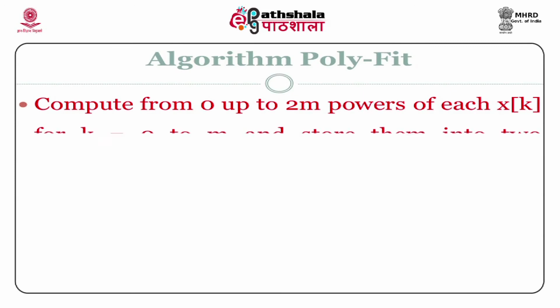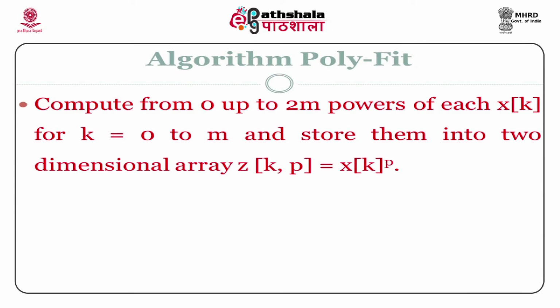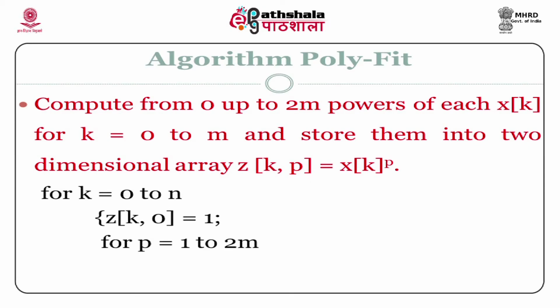Now compute from 0 up to 2m powers of each xk, because these powers are required again and again, and then you need not evaluate them separately. We calculate these powers of xk as zkp and store them in a 2-dimensional array, zkp, which is equal to xk raised to p. So for k equal to 0 to n, zk0 will be equal to 1, and for p equal to 1 to 2m, zkp will be equal to zk(p minus 1) star xk. This is how we can get all the powers of xk.